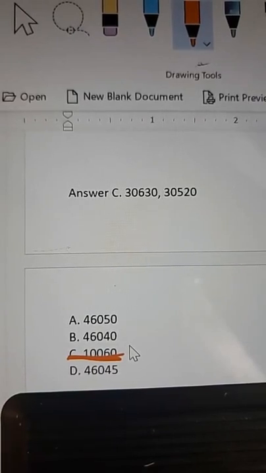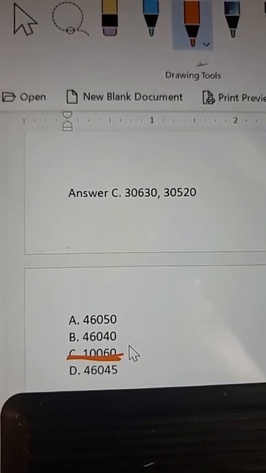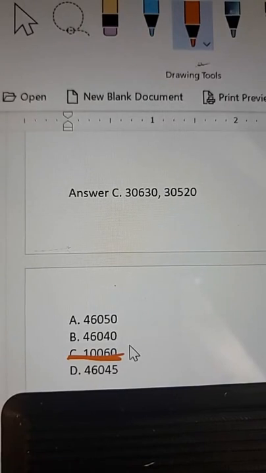46040. 45 and 50 are all in a row. 46040.